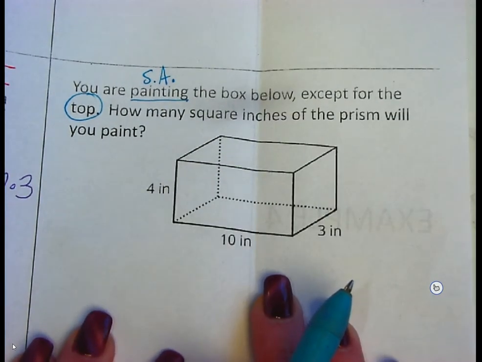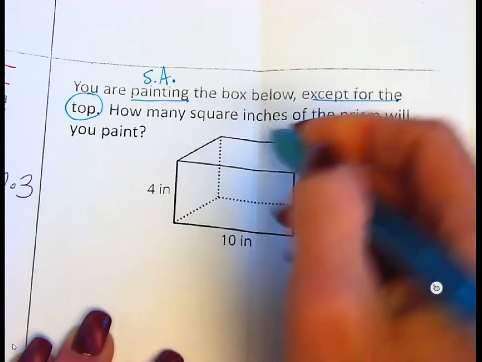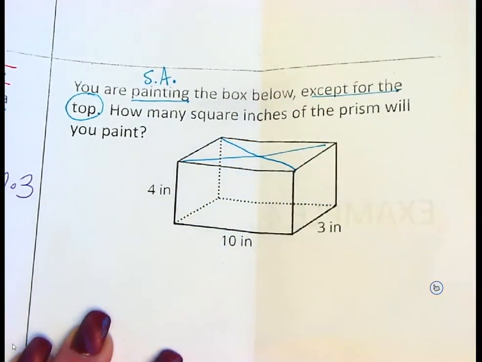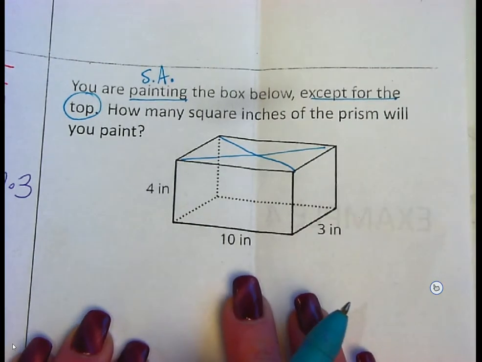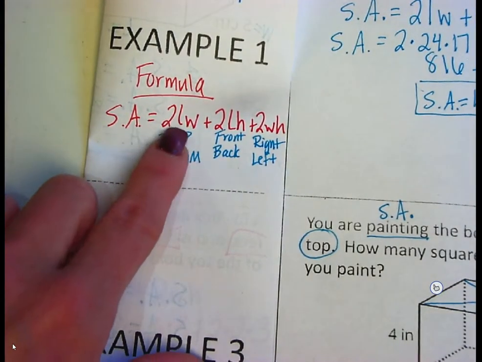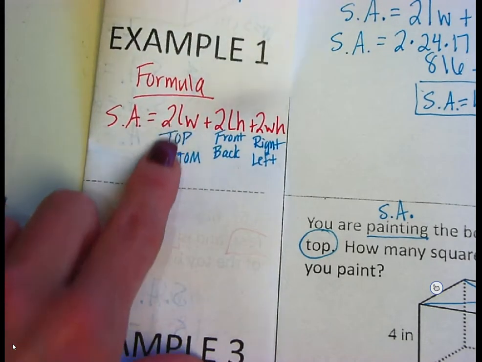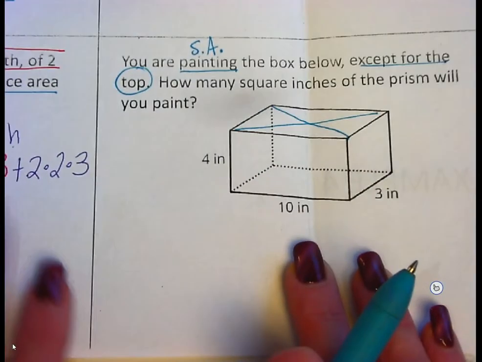So when you have a picture, it's helpful to draw on the picture, because I know I'm not going to paint the top. I'm going to put an X through the top to remind myself not to paint it. And then I'm going to think back to the formula that I had. Remember, in the beginning, we said that the length times width was the top and the bottom. Now for this one, do I need the top and the bottom? No, I only need the what? Bottom.